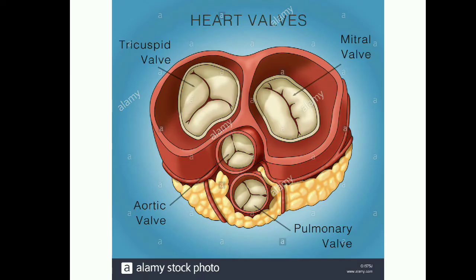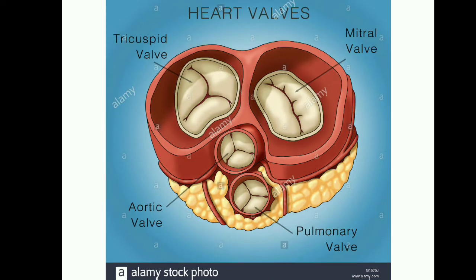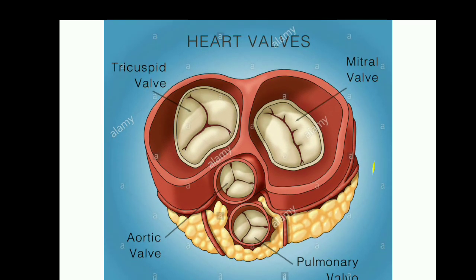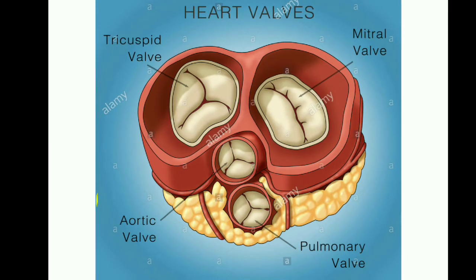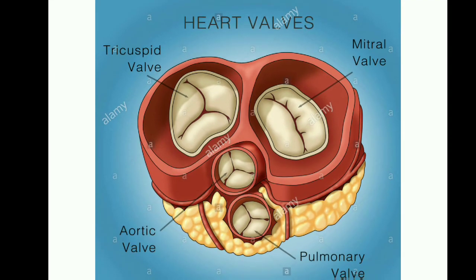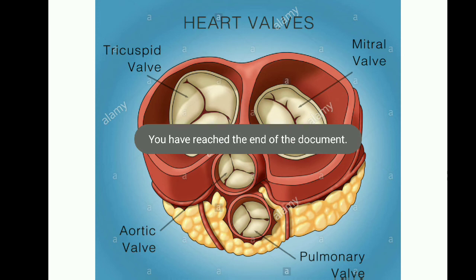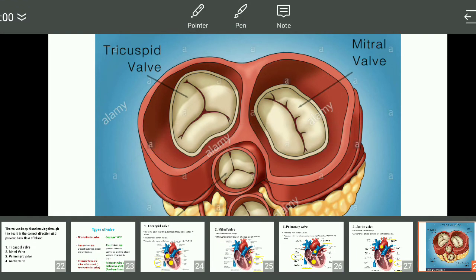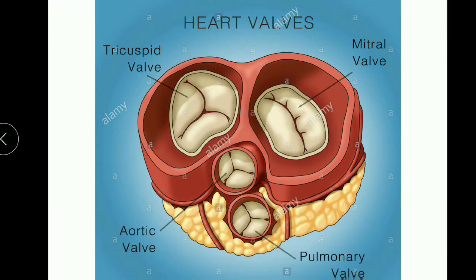See the image in front of you. It is showing the section of all the valves. Here you can find only mitral valve has 2 cusps. Other than mitral valve, every valve has 3 leaflets or 3 cusps.